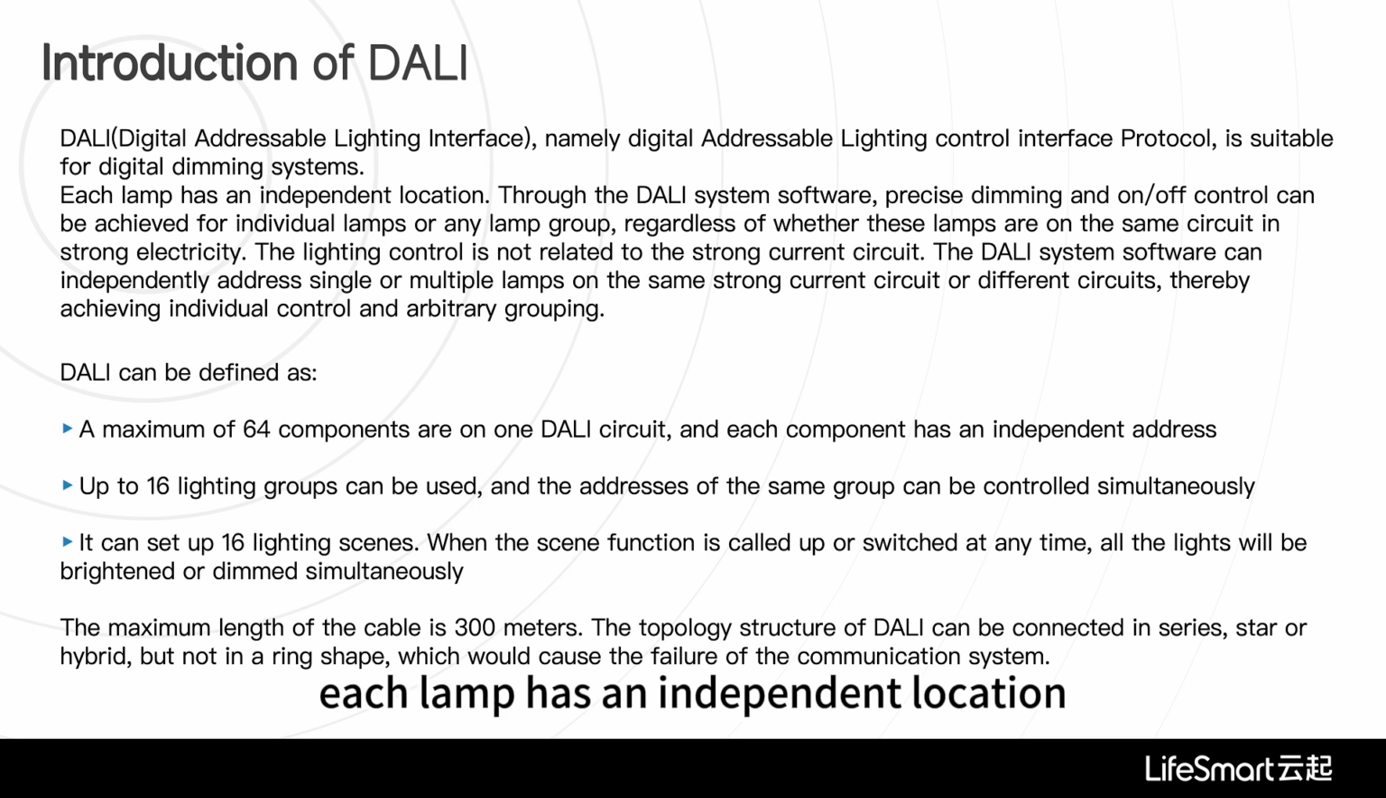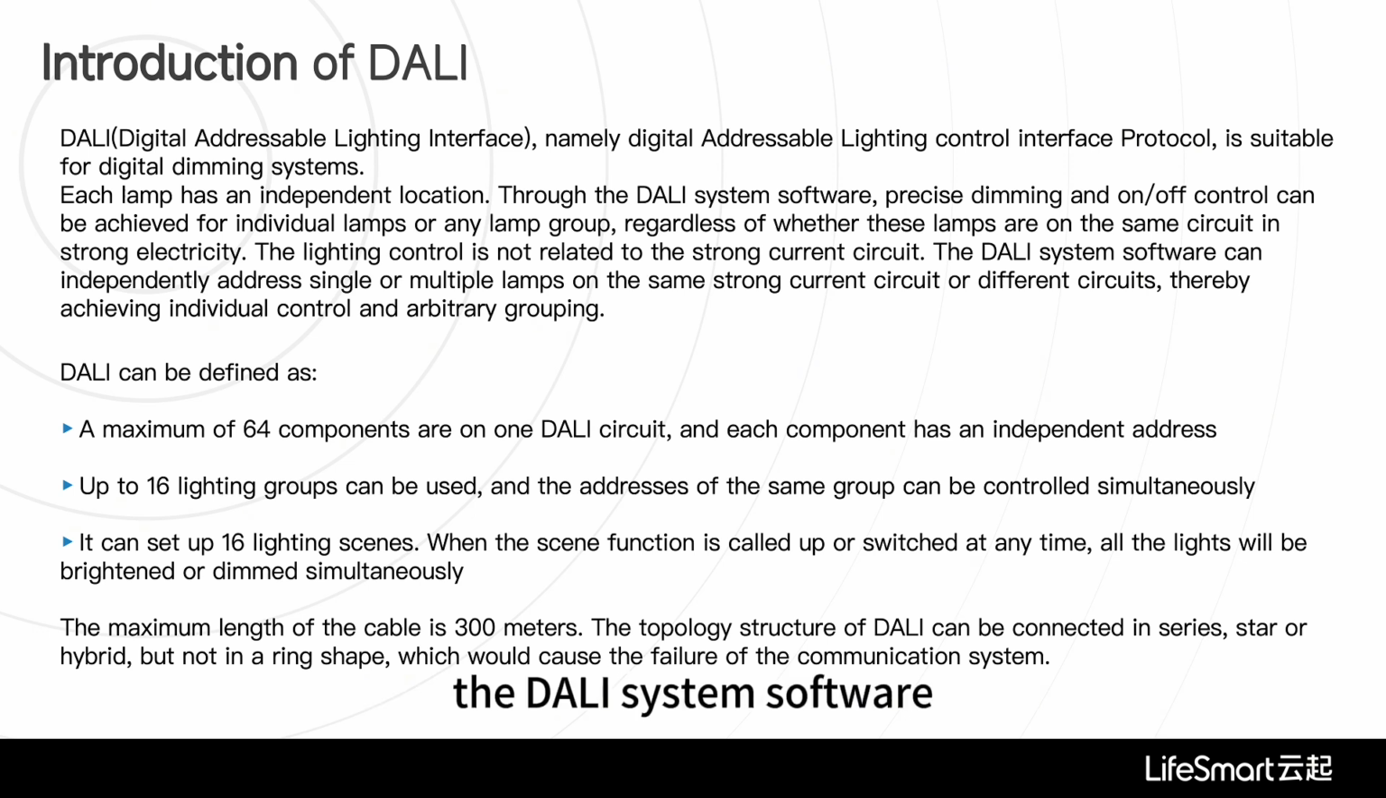Each lamp has an independent location. Through the DALI system software, precise dimming and on-off control can be achieved for individual lamps or any lamp group, regardless of whether these lamps are on the same circuit in strong electricity. The lighting control is not related to the strong current circuit.